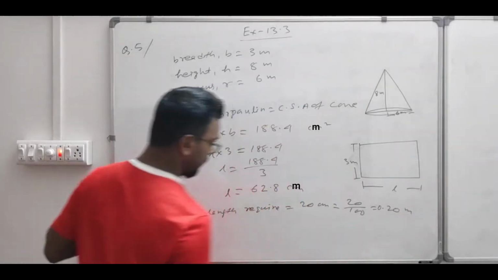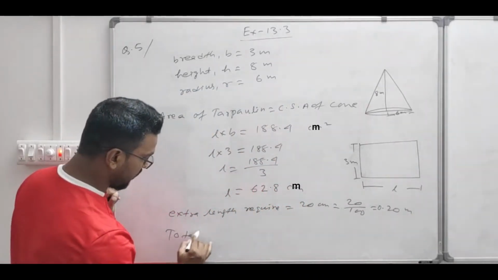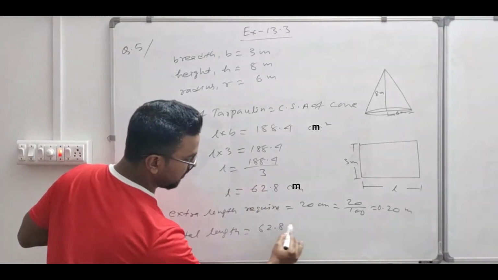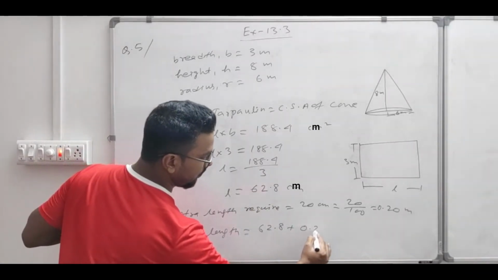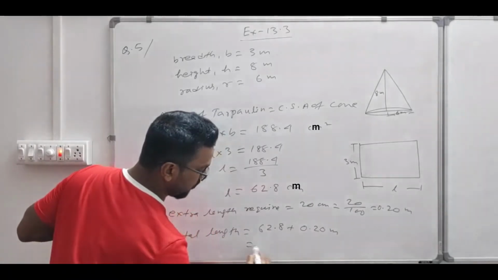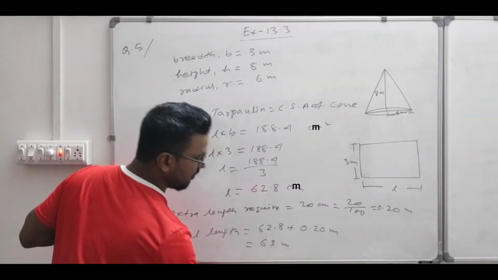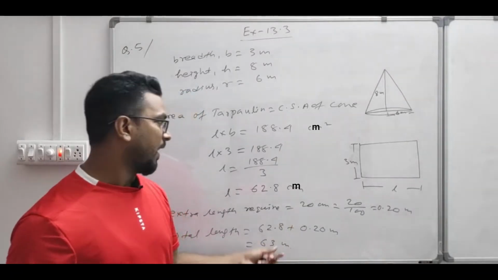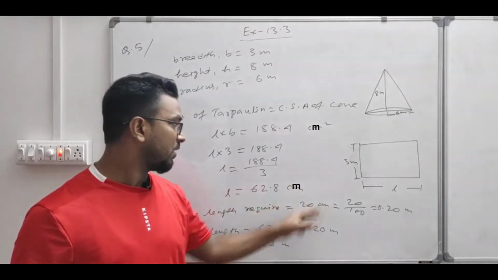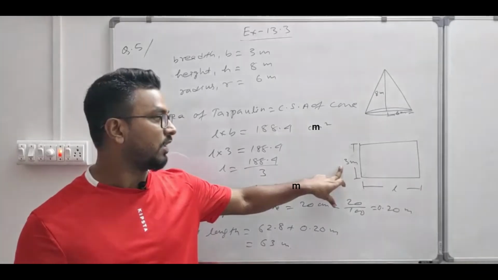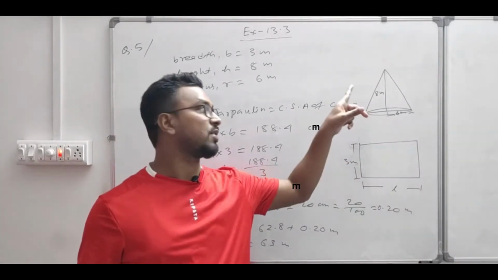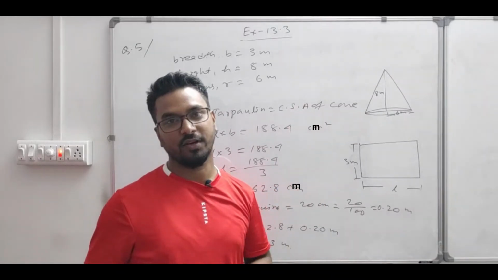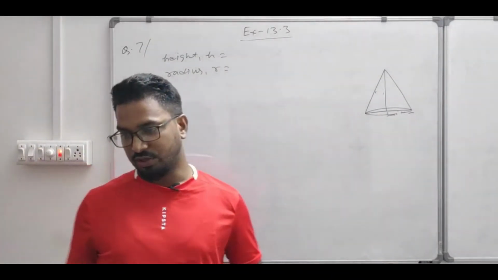Okay, meter. So total length will become 62.8 plus 0.2 meter. So it will become 63 meter. So if the length of the tarpaulin is 63 meter and breadth is 3 meter, then you can make a tent whose height is 8 meter and radius is 6 meter. Okay. Moving to next question, question number 7.